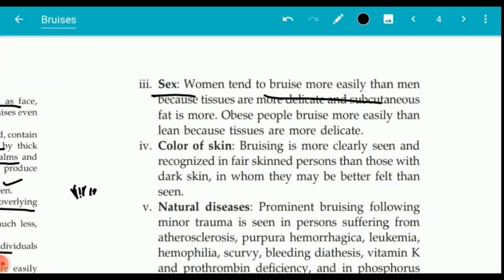Then we have sex. Women bruise more easily than men. Why? Because men have less delicate tissue as compared to women. People who are obese also bruise more easily as compared to people who are lean. Color of the skin: in fair people, a bruise is easily seen as compared to people with a darker skin tone.